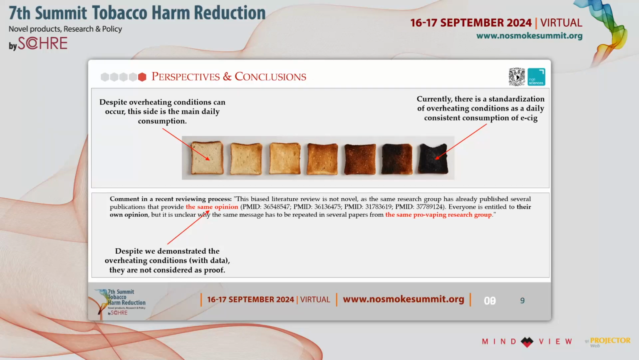So, we demonstrated that overheated conditions with data are not opinion, but they are proof of a physical phenomenon. But currently, the ideological war in tobacco harm reduction makes the scientific community necessarily pro or anti-vaping and pollutes the objectivity required in the reviewing process.